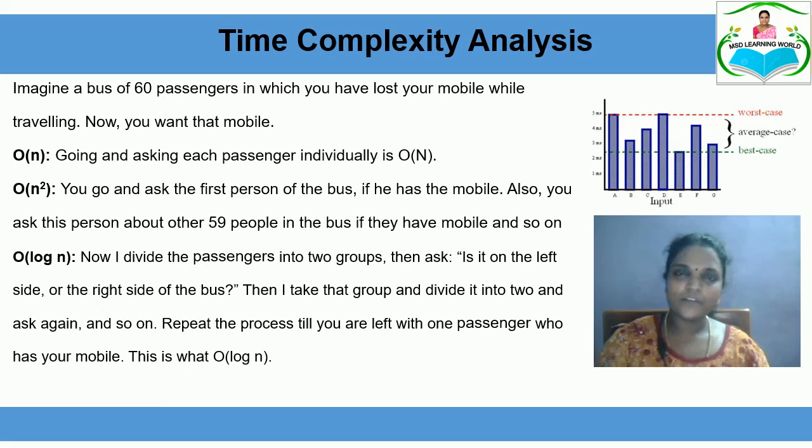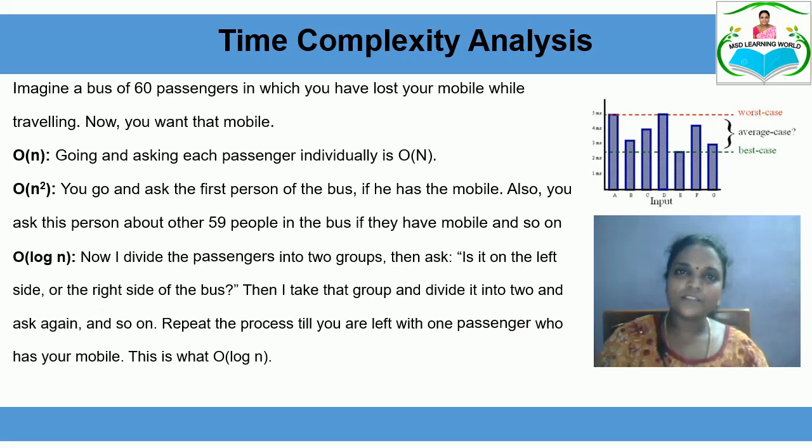Now let us see how the time complexity of an algorithm varies based on the methodology that you use. For example, assume that you are traveling in a bus with 60 passengers. Now you have lost your mobile. How will you find the mobile? What is the methodology to find the mobile that you have lost? The time complexity of the algorithm that you design may be order of n, when you go and ask each passenger whether they have your mobile or not.